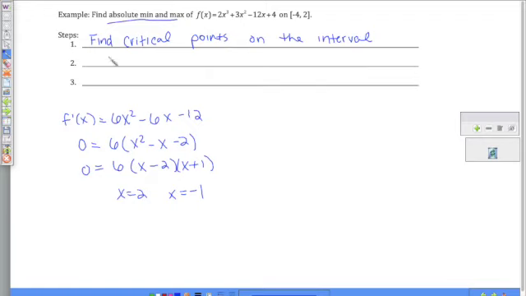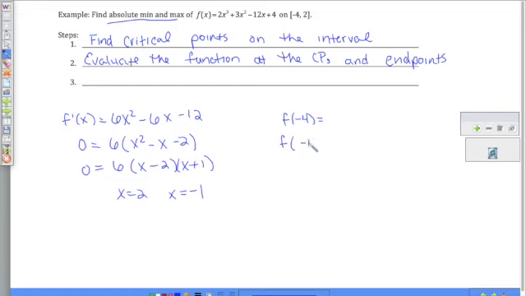That's okay. So let's now evaluate the function at the critical points and the endpoints. All right, so let's do that. So I need to find f of negative 4. I need to find f of negative 1 and f of 2.